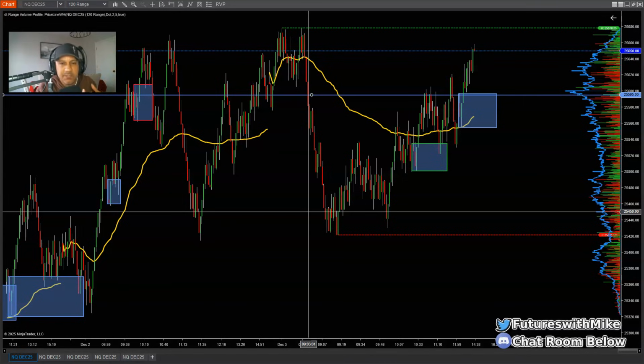Because the market can only move three directions. So if we are bullish to the upside on my higher range chart, then I'm only interested in taking trades going long, and vice versa if we are trending to the downside.